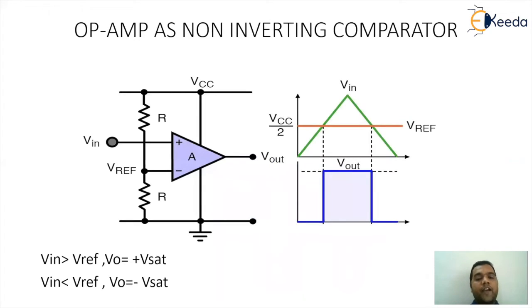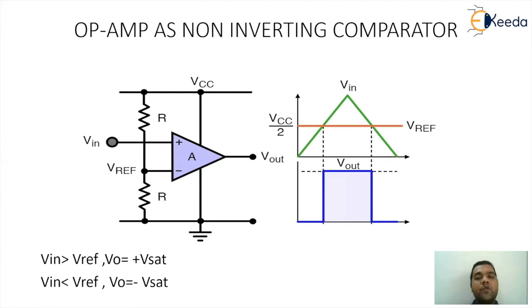Now, if you observe carefully, this comparator is normally called the non-inverting comparator, because here the reference is connected to the inverting pin and the input is given to the plus pin. The logic here is very simple: with the VCC battery and two resistances of equal value, the reference voltage will be exactly half the value of the supply voltage. That's the reason the reference is indicated as VCC by 2 in the diagram.